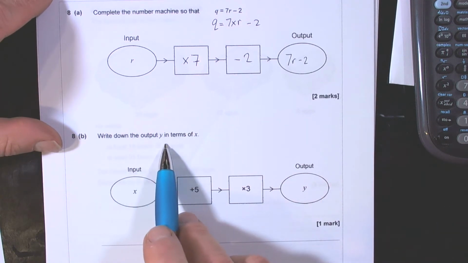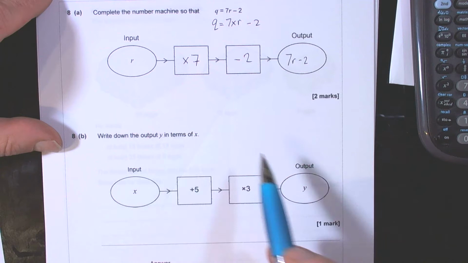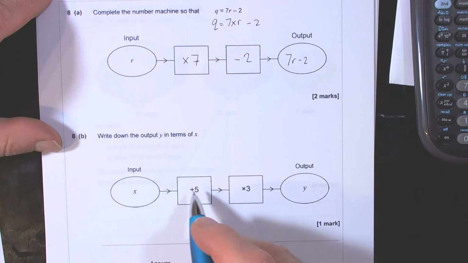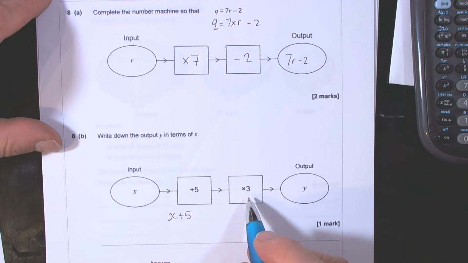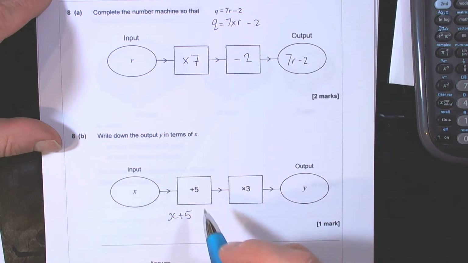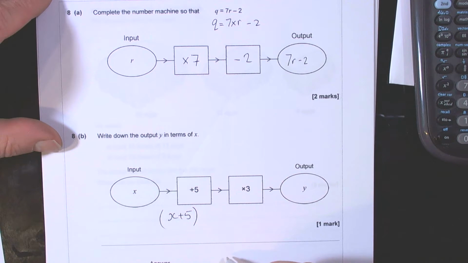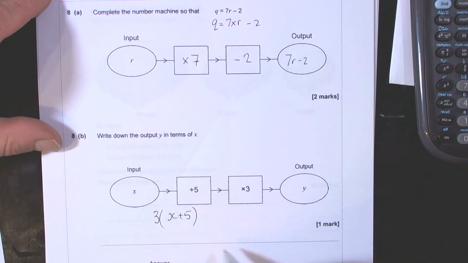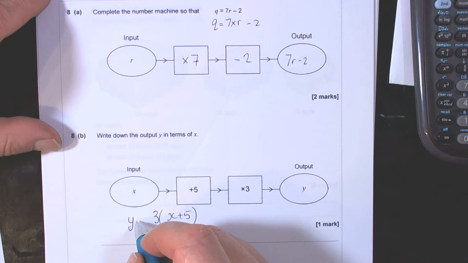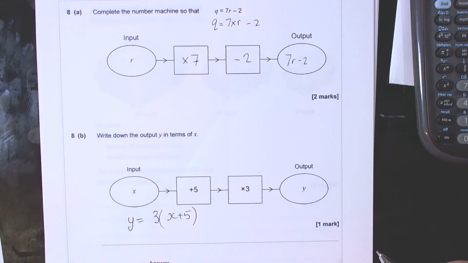The question then says write down the output of Y in terms of X. So we follow it through. We were doing X add 5, and then we were timesing it by 3. What to remember is we've done X plus 5, so it has to be in a bracket, because that makes sure that is done first, and then we're timesing by 3. Normally we put the timesing bit in front of the bracket, and the output's Y. So Y equals 3 lots of X plus 5.